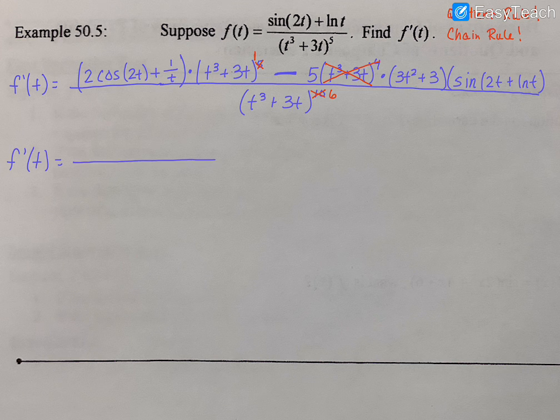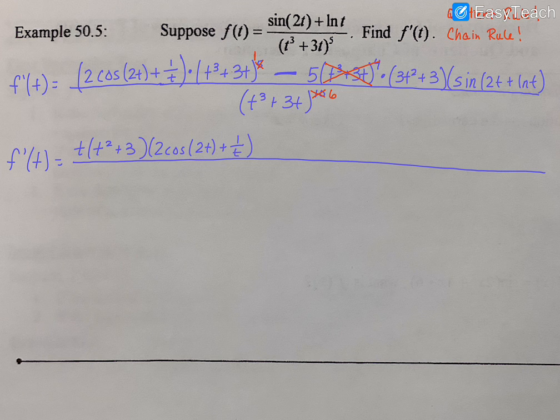So f prime of t, and let's see. As we look at this first term, notice t cubed plus 3t has a GCF. So I'm going to factor that GCF out, and there's a reason. It's going to be helpful here in a moment. So if I factor that GCF of t out, just put the whole term first, then that leaves in those parentheses t squared plus 3. And then I still have the 2 cosine of 2t plus 1 over t.